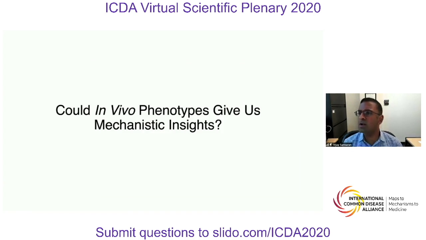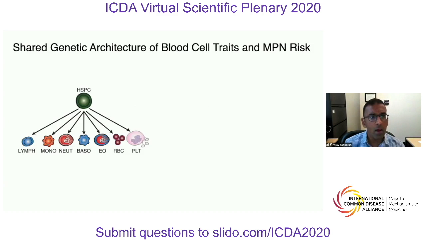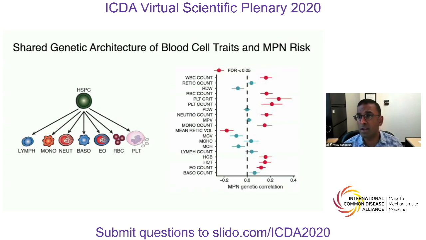We then wanted to use in vivo phenotypes to gain further mechanistic insights. All blood cells are produced from a common set of stem and progenitor cells, as illustrated here in simplifying the diagrams I've shown you earlier. We could then look at genetic correlations between myeloproliferative neoplasm risk variants and those conferring variation in different blood cell traits.